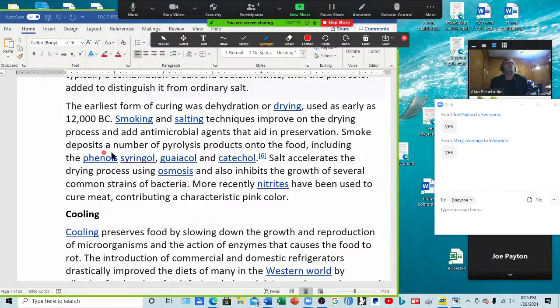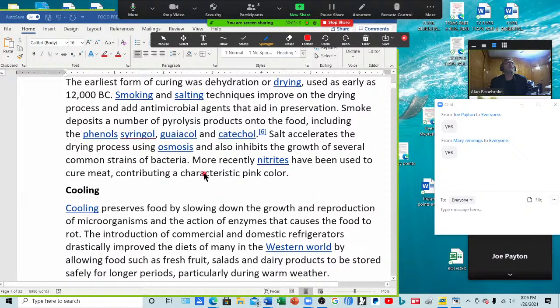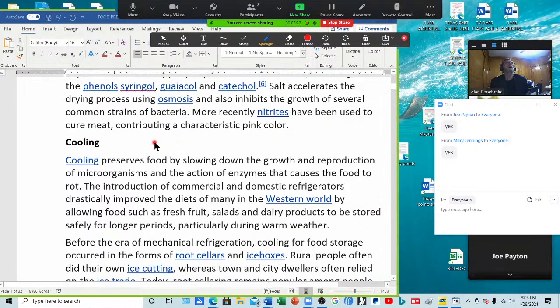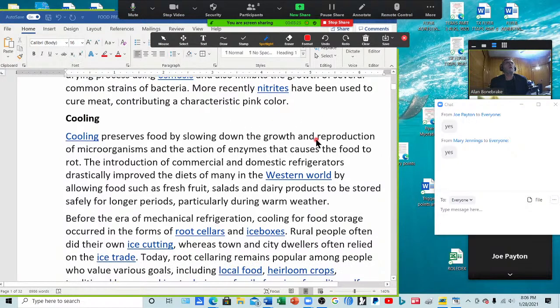Smoke deposits a number of pyrolysis products onto the food, including phenols, syringol, guaiacol, and catechol. Salt accelerates the drying process. Osmosis also inhibits the growth of several common strains of bacteria. More recently, nitrites have been used to cure meat, contributing a characteristic pink color.